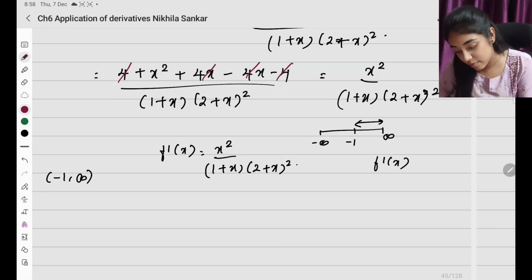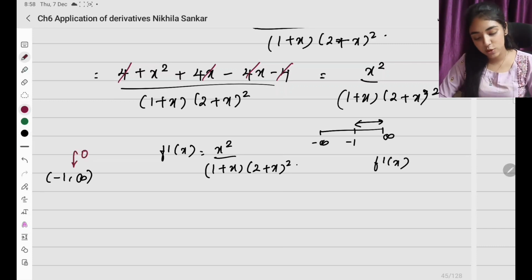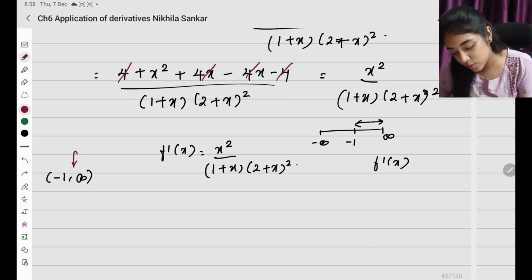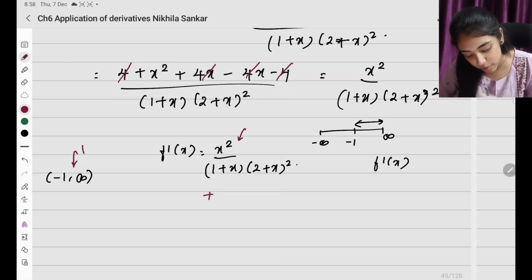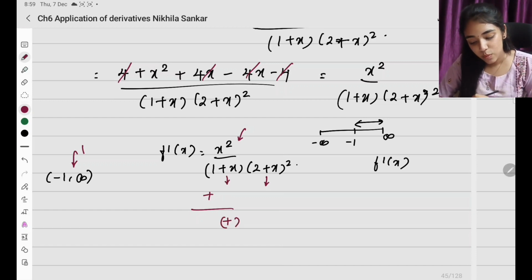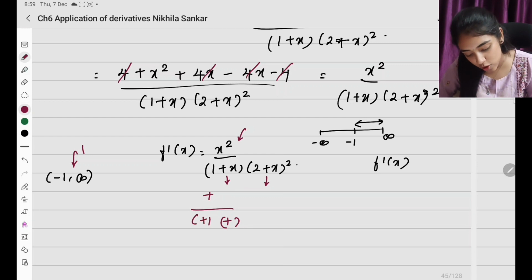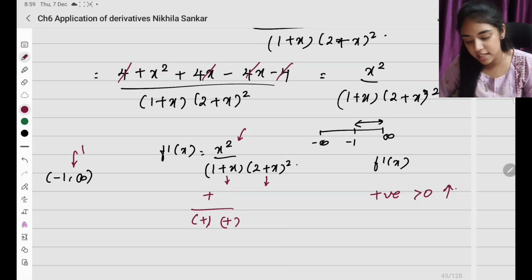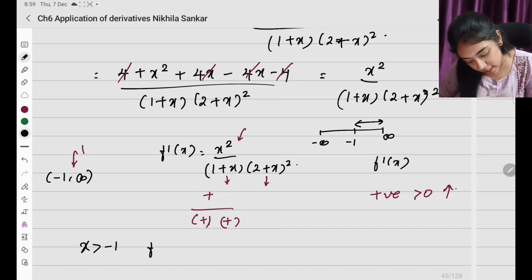So I substitute some value in this interval. Zero is not suitable since the numerator has x square, so I'll put the value 1. The numerator is a square term, so it is positive. In the denominator, 2 plus x the whole square is also a square term, so it is always positive. What about 1 plus x? Substituting 1, 1 plus 1 is 2, which is also positive. So overall it is positive, greater than 0, and hence it's an increasing function. So we have shown that for x greater than minus 1, f is increasing. Okay, please copy.